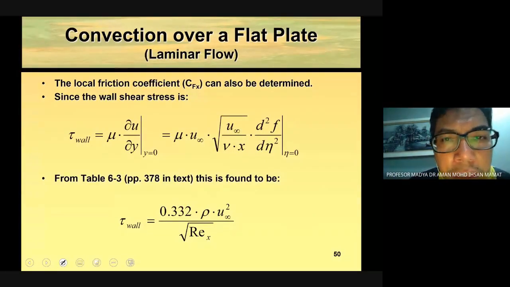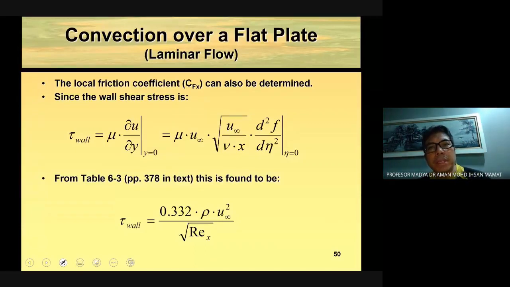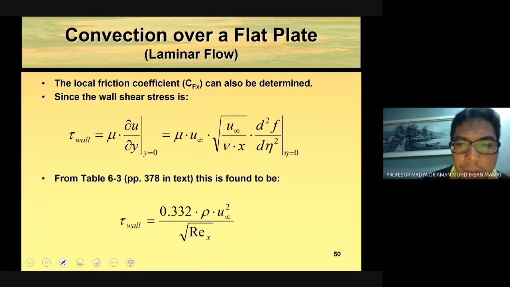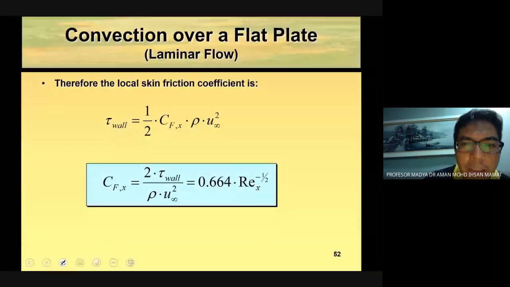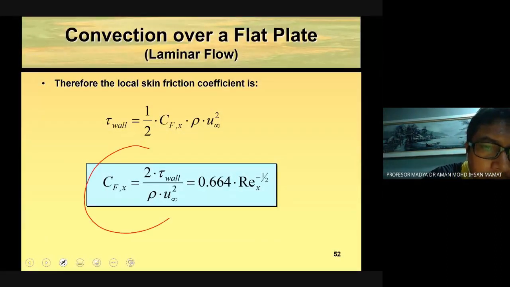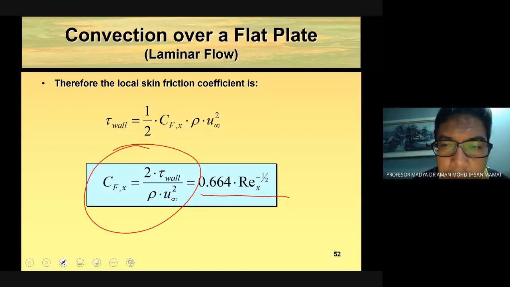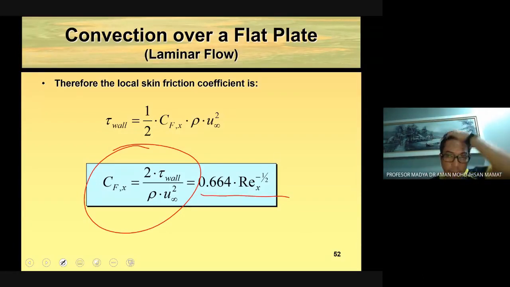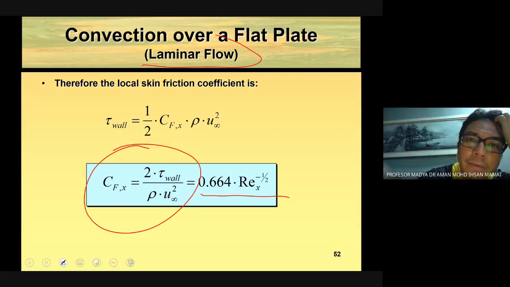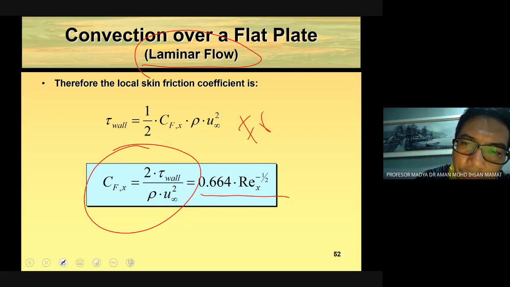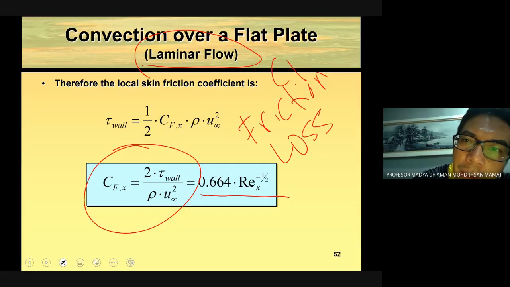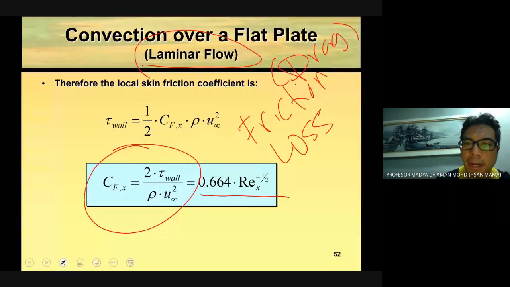Then you have the local friction, Fx, that also can be determined, which is CFX. Okay, so this is the local friction, which is 0.664 Reynolds number to the power 1/2. So this is for the laminar flow conditions. Okay, from these frictions you can actually calculate the friction loss, that is called the drag loss.